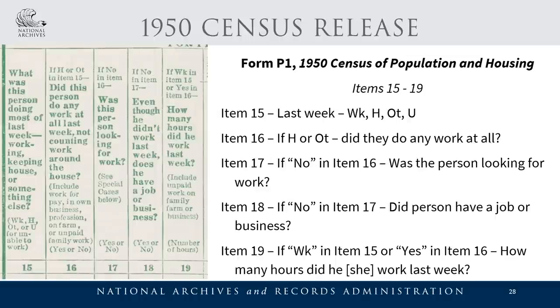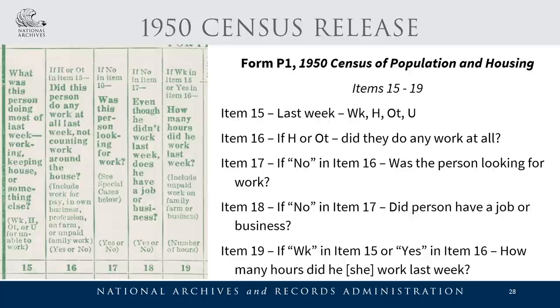Items 15 through 19 get into questions about job status. Was the person working? And this gets kind of complicated. Item 15 asks, what was this person doing most of last week? Working, keeping house, or something else? The answers were WK for working, H for housework, OT for other, or U for unable to work. Other would be things like attending school, temporarily disabled from sickness, or on vacation.